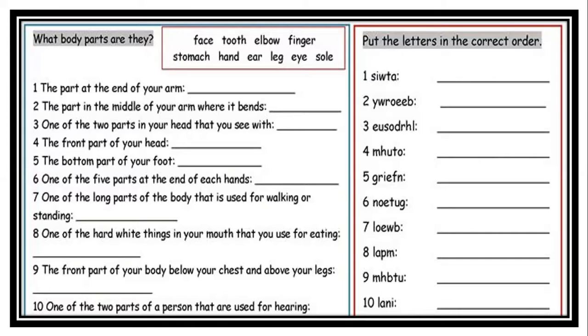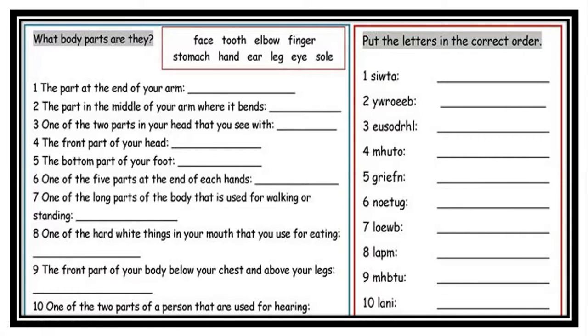One of the two parts of a person that are used for hearing. Ear. Y el verbo es escuchar, hearing. Okay, now, the challenge for you is to put in order from 1 to 10, right? Put the letters in the correct order and then you will find another parts of your body, okay?